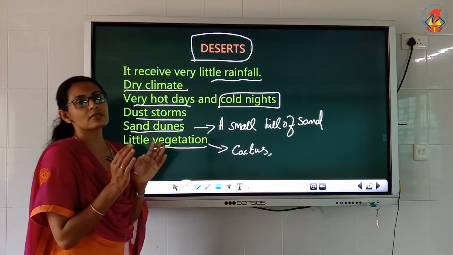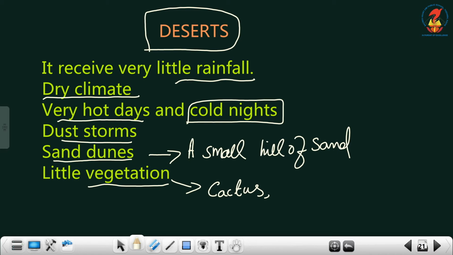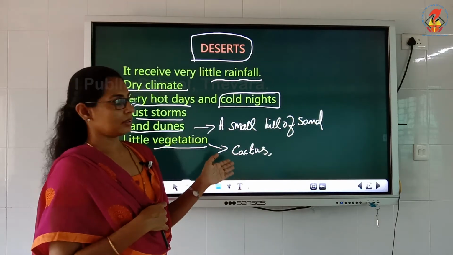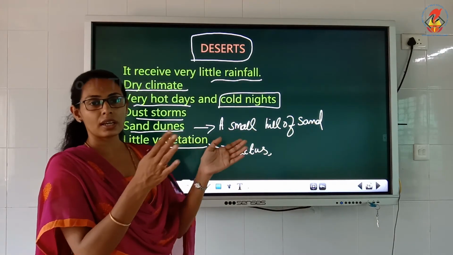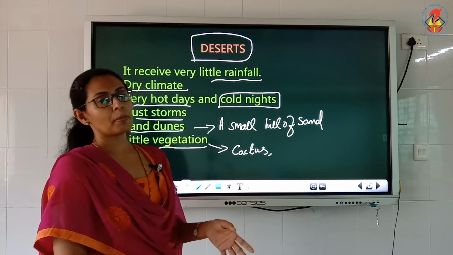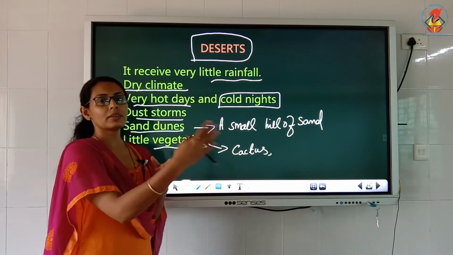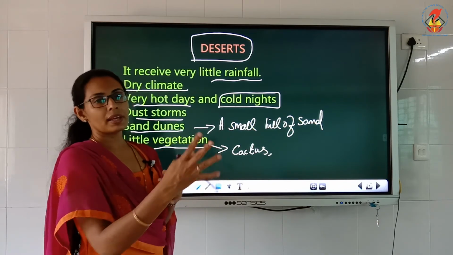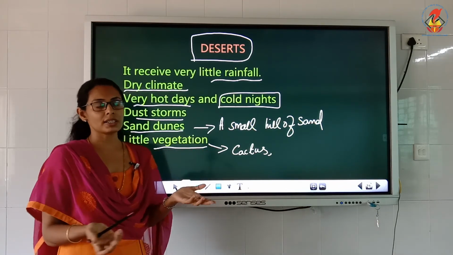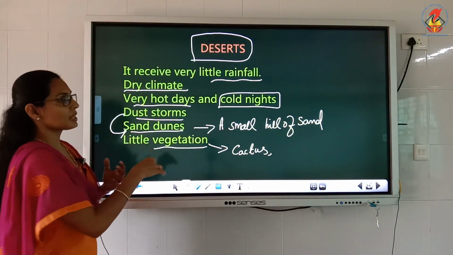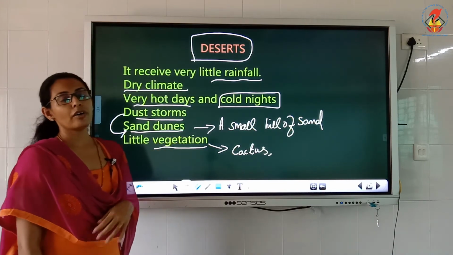Deserts receive very little rainfall, dry climate is there, then very hot days but very cold nights, and dust storms are possible, and sand dunes. Sand dunes are small hills of sand that always occur there, and little vegetation, that is cactus, bubbles, only growing here. If in the morning we see a sand dune in a particular area, when we reach the same place at a different time, another sand dune may occur. The shifting of sand dunes is because of the dust storms. So these are the features of desert.